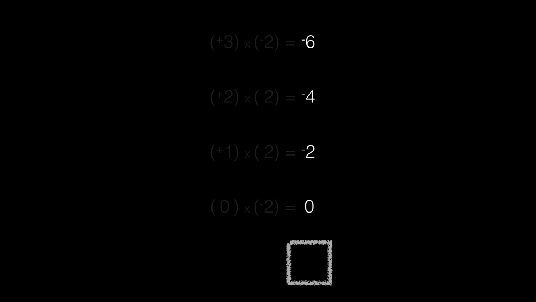Finally, let's look at the column involving the actual products. So we see negative 6, negative 4, negative 2, 0, and the question would be, what number comes next? Well, in that column, because the numbers are increasing by 2, we would expect the next value to be positive 2.